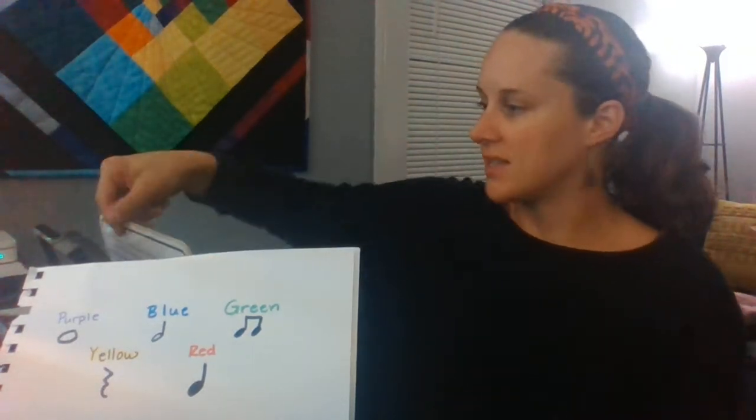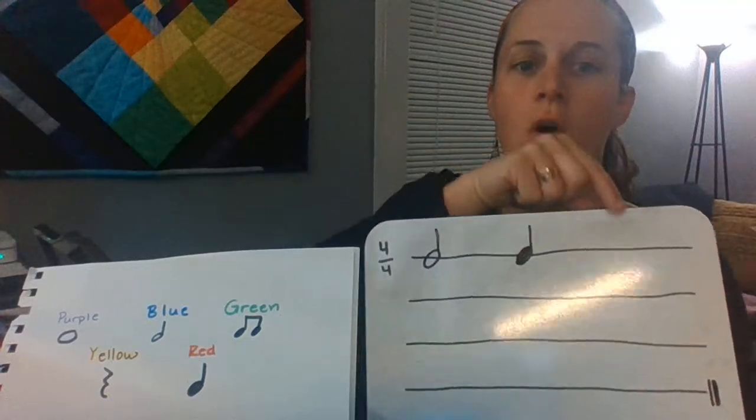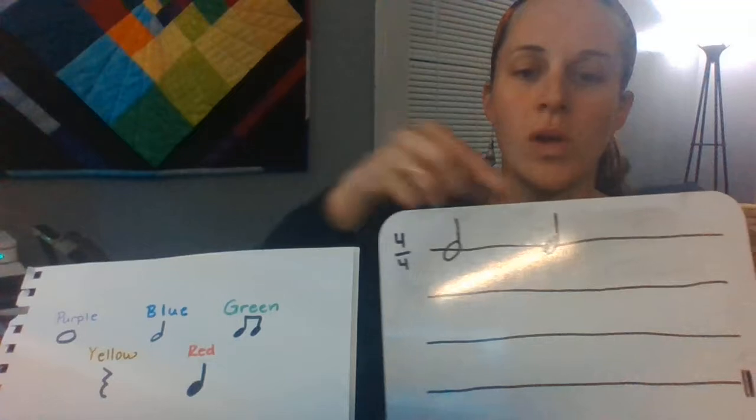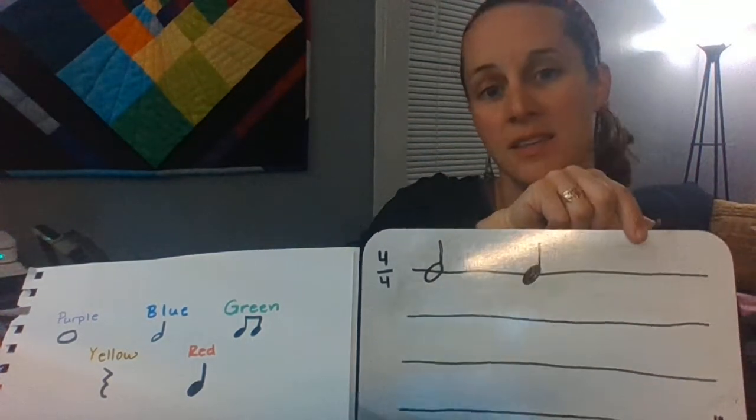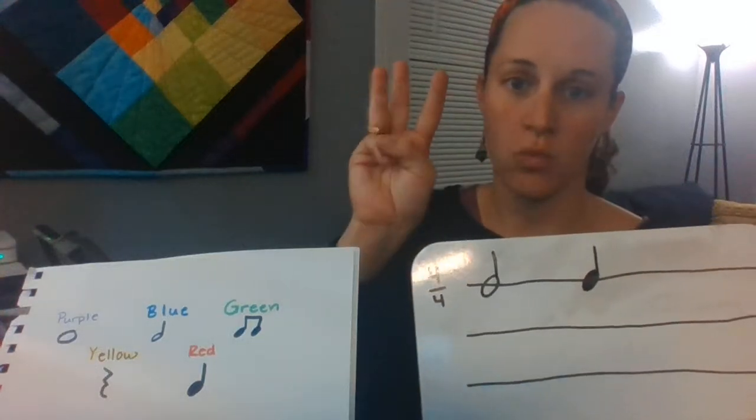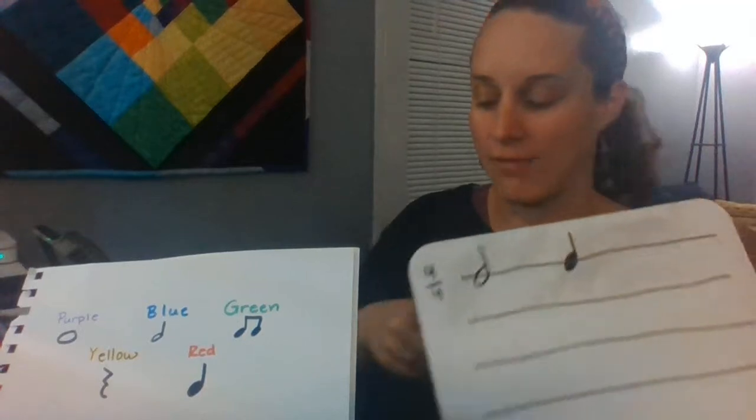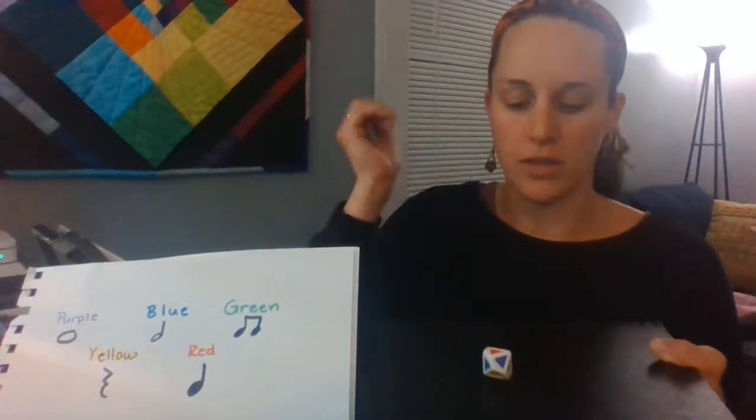Blue. So we can't use a blue. Because if we had a half note, we would have 2 beats plus 1 beat plus 2 beats. 2 plus 1 plus 2 is 5. And we can't have 5. We have to have 4. We could have 5 if our time signature said 5, but it says 4. So let's try rolling again.